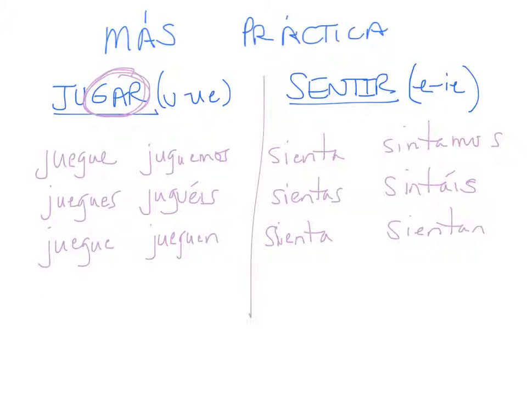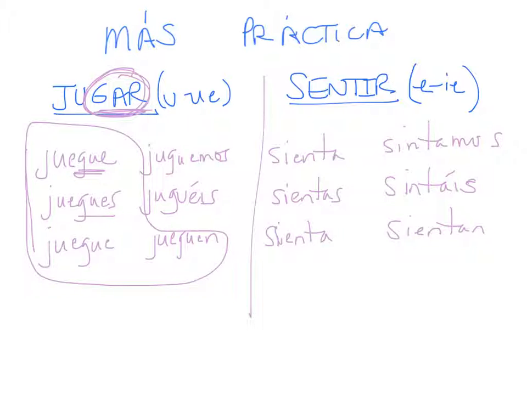Here are your answers, as you can see. Jugar, U to UE, but it also ends in gar, so we have to use the GUE. So juegue, juegues, juegue, and then jueguen. But outside of the boot, we're not going to make the stem change anymore, but we still use the gar changes. Car, gar, zar verbs go through the entire verb, so juguemos and juguéis.